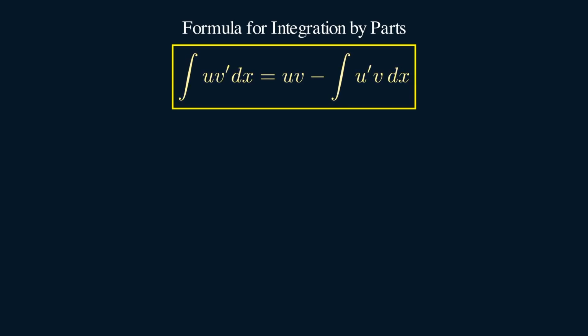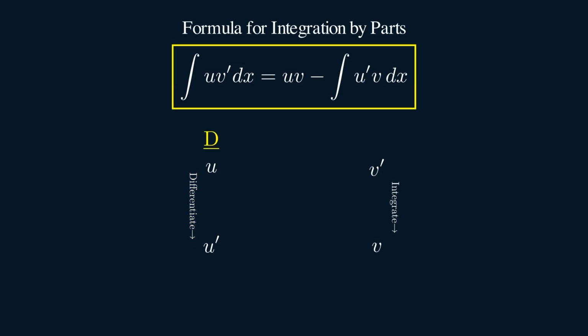To simplify the use of this formula, we present it in a tabular form. The integrand on the left is the product of u and v prime. The right-hand side of the formula includes u prime and v. So, we differentiate u to get u prime, and integrate v prime to get v. To indicate the operation in each column, we label the first column with d for differentiation, and the second column with I for integration. Now, let's track each part of the formula using the table.